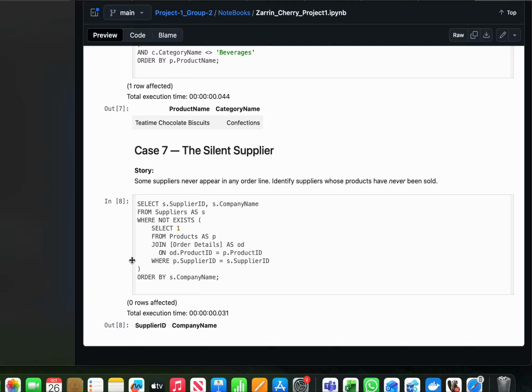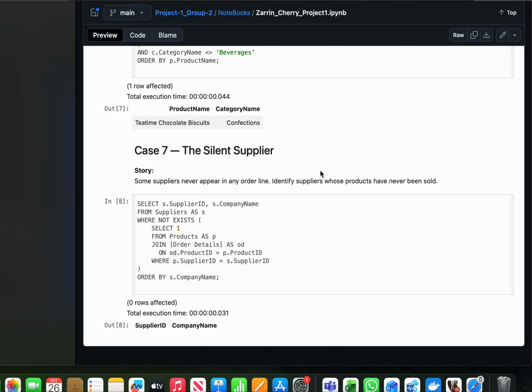After running the query, I got no results, which means every supplier in the system has sold at least one product. So there were no silent suppliers in the database, everything was in active use. This final mystery was a good practice in using nested subqueries to detect missing relationships across tables.